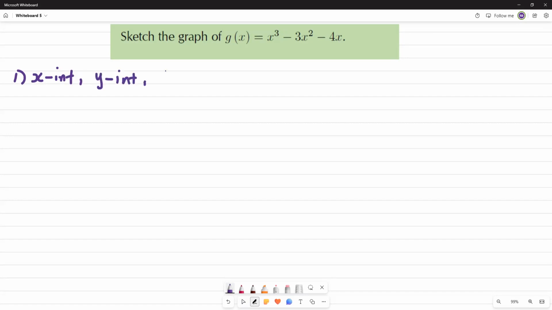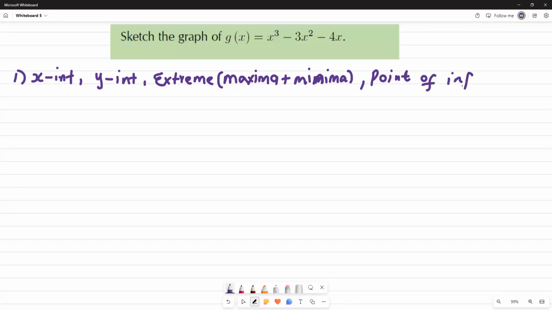You need to get the extreme points. By extreme points, I mean maxima and minima. Those are the turning points, basically, maxima and minima. You need to find the point of inflection. And then lastly, you need to know the shape of the function before you even sketch it. Those are the 5 things we are going to do.